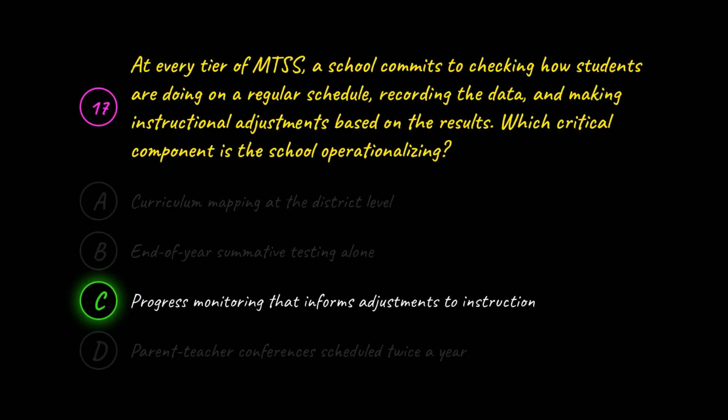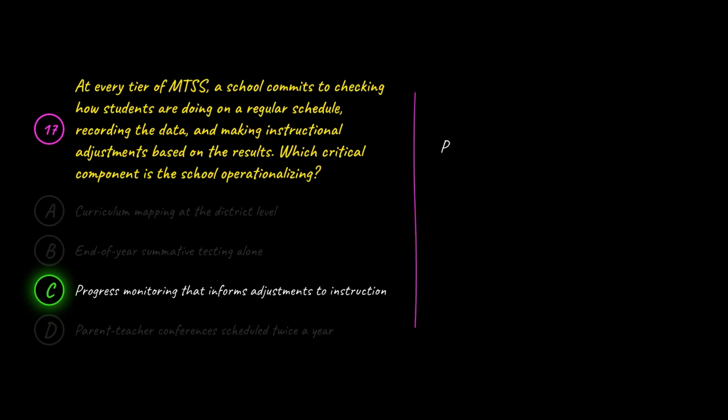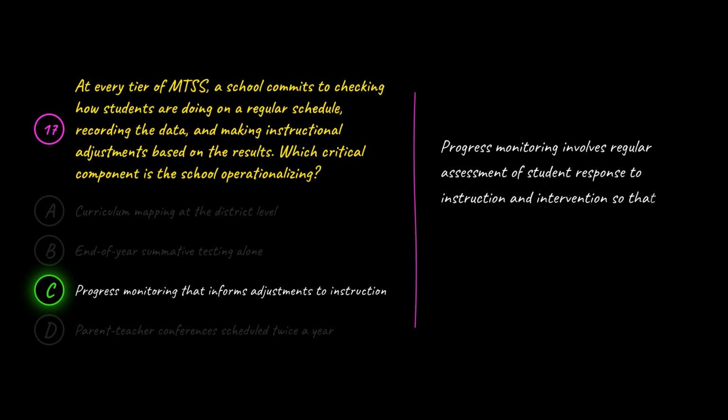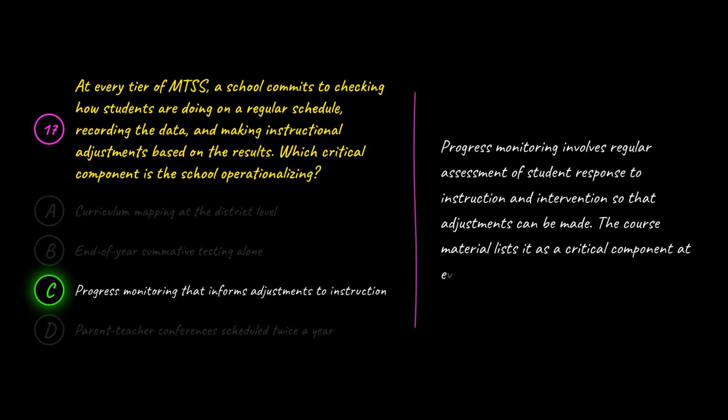The correct answer is C. Progress monitoring that informs adjustments to instruction. C is correct because progress monitoring involves regular assessment of student response to instruction and intervention so that adjustments can be made. The course material lists it as a critical component at every tier of MTSS.